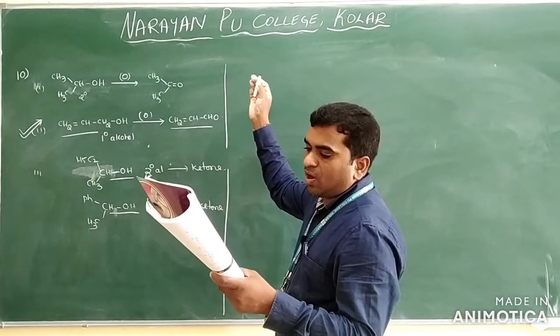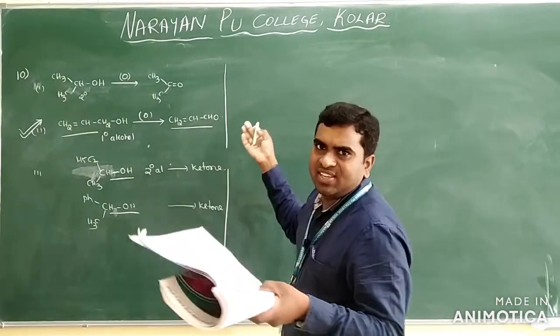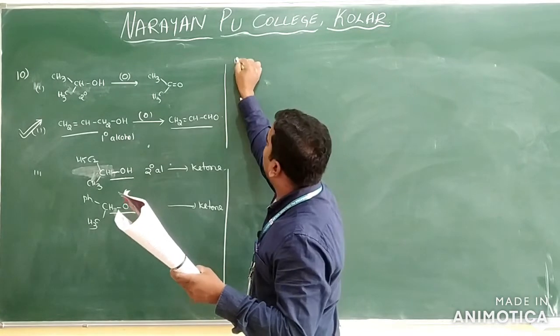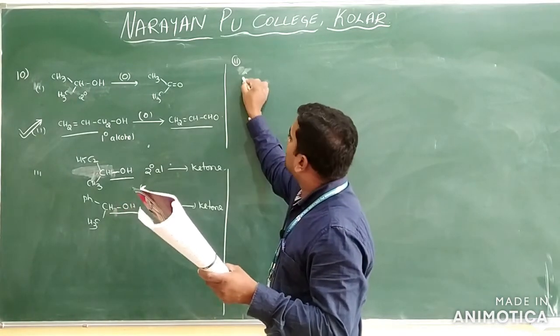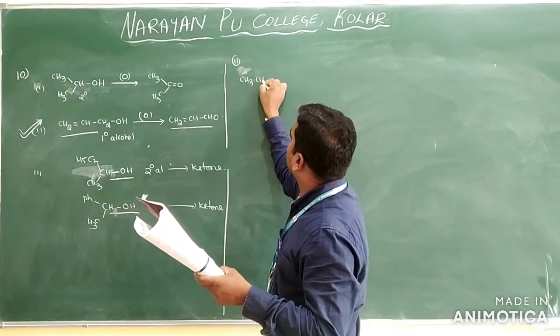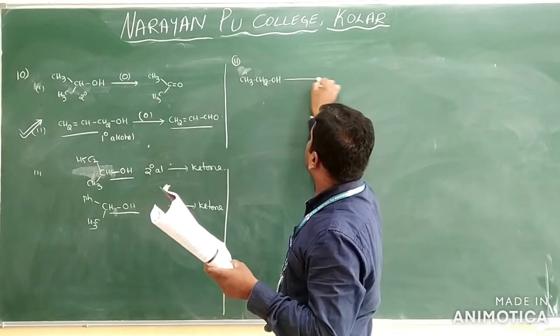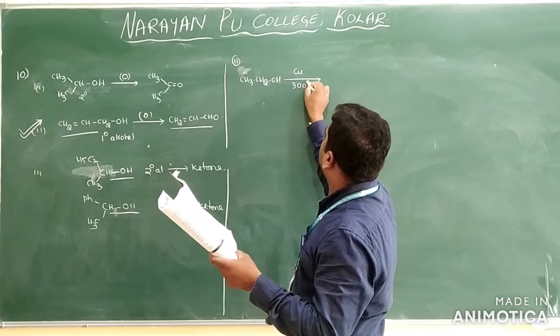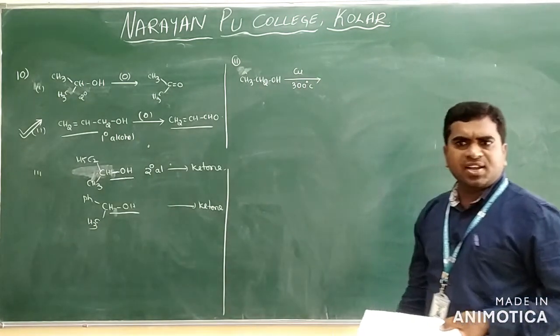See question number 11. The product of the reaction. Easy, we have already studied it. So what is the reaction? Question number 11. CH3CH2OH, and what they have given here is copper and 300 degree centigrade.